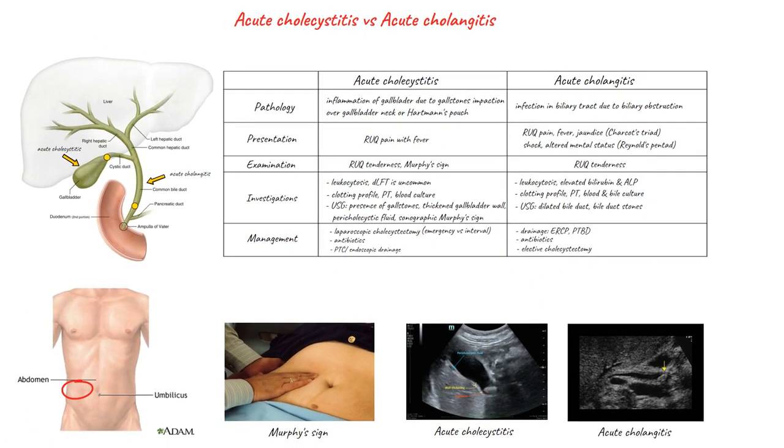So this sums up the difference concerning acute cholecystitis versus acute cholangitis from pathology, presentation, examination, investigations, and management.